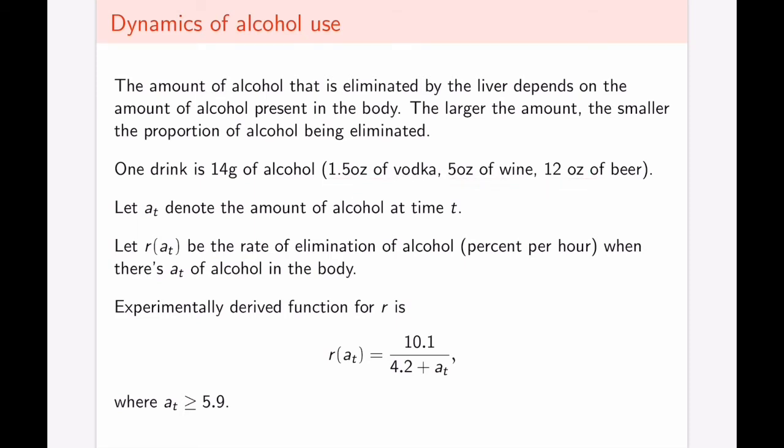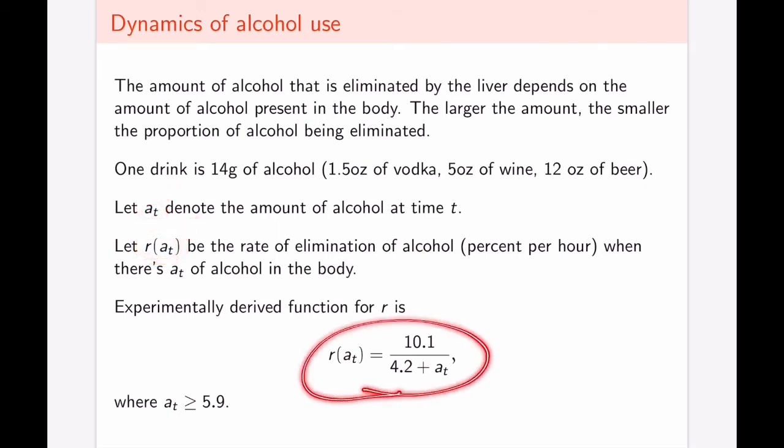And we're going to introduce some notation. A sub T will denote the amount of alcohol at time T. Again, this is what's going to really drive how the alcohol gets eliminated. R of that number is the rate of elimination of alcohol given the current amount in the system. So we need these two different measures, the amount itself and how fast it eliminates at that particular amount.